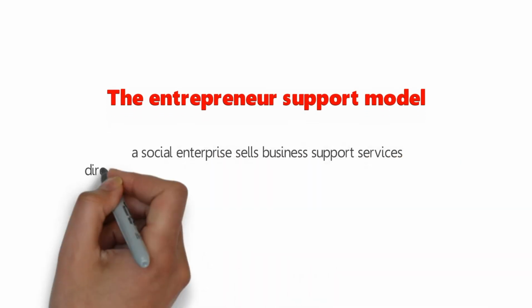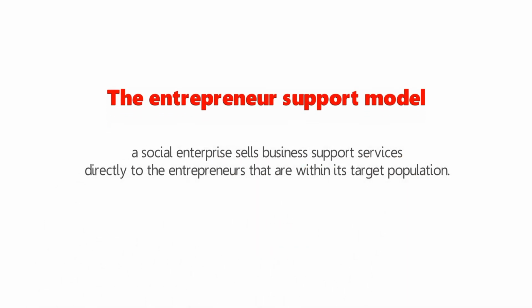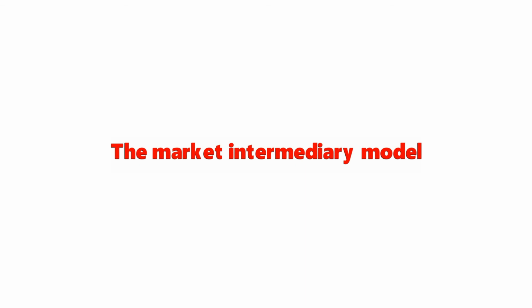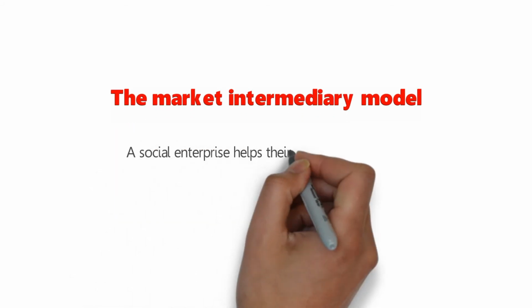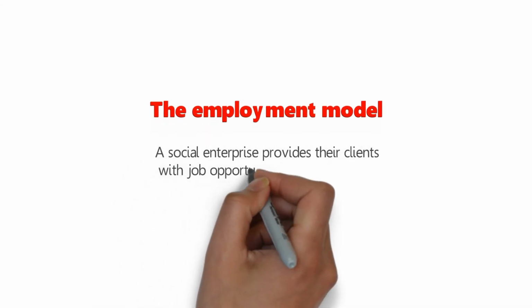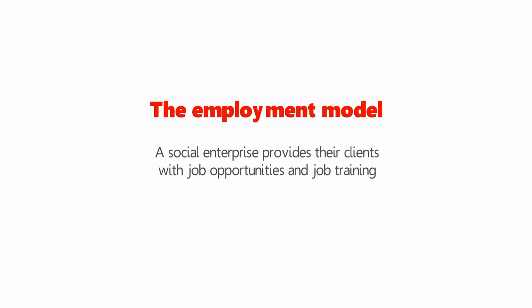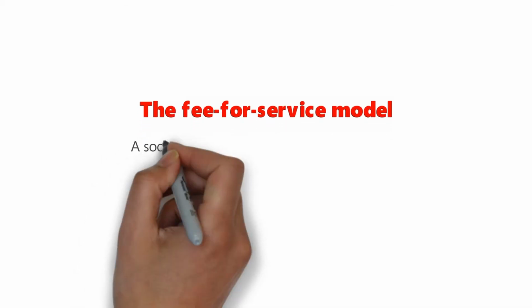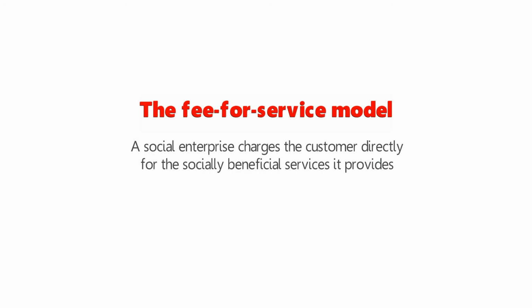The Entrepreneur Support Model. In this model, a social enterprise sells business support services directly to the entrepreneurs that are within its target population. The Market Intermediary Model. In this model, a social enterprise helps their clients by marketing or selling their clients' products or services for them. The Employment Model. In this model, a social enterprise provides their clients with job opportunities and job training. The fee-for-service model. This is where a social enterprise charges the customer directly for the socially beneficial services it provides.